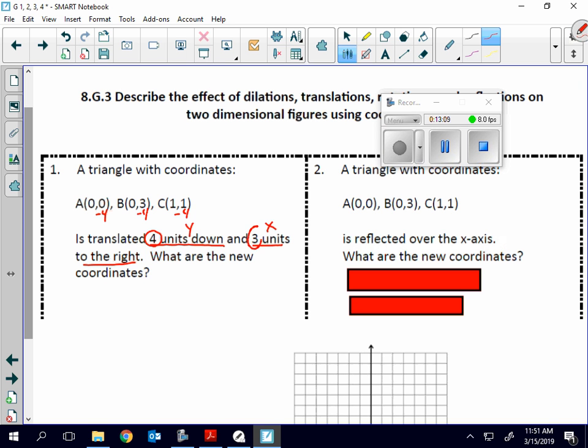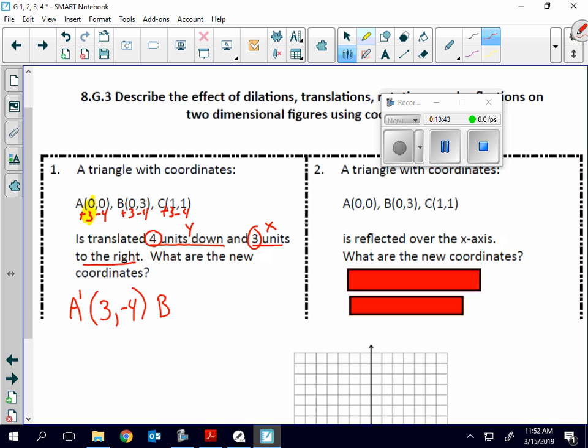And for the 3 units, that's getting bigger. If you go to the x-axis, going to the right is getting bigger. So we're going to add 3 to the x coordinate. Again, this can be done on a graph. So our new thing is just going to add those things. So 0 plus 3, if I'm adding these two together, I get 3. And the second one, 0 minus 4, is just negative 4.